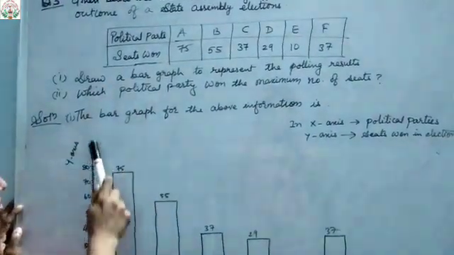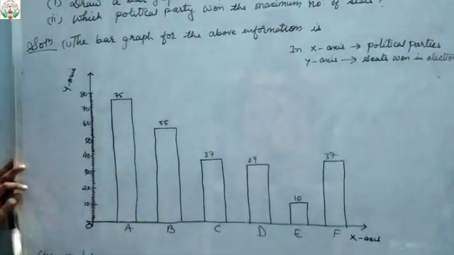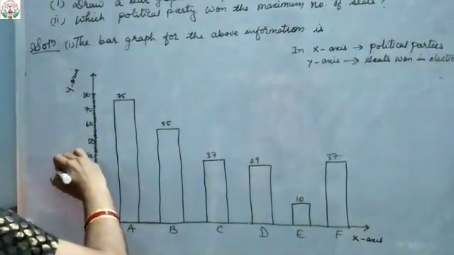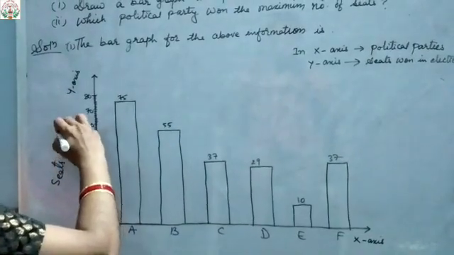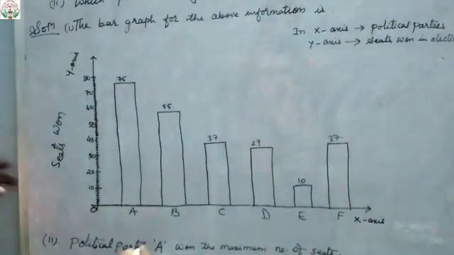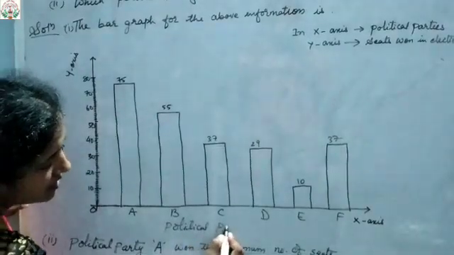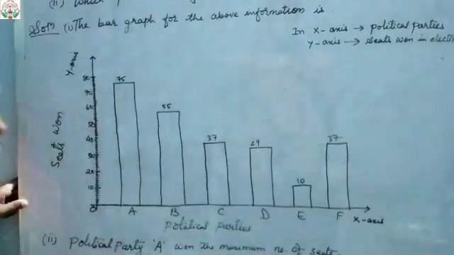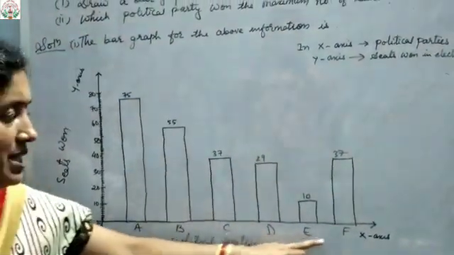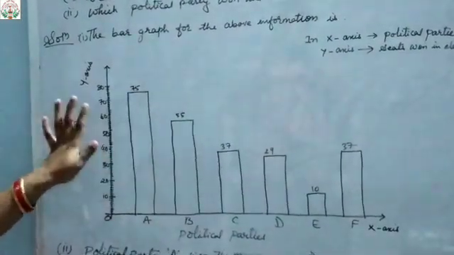Okay. So now see the bar graph for this. Draw the x-axis and y-axis. The y-axis will have what? You can write seats won. So the y-axis will have seats won, and on the x-axis we have political parties. Okay, political parties. Now here A, B, C, D, E, F are the political parties. We have to draw a bar graph.